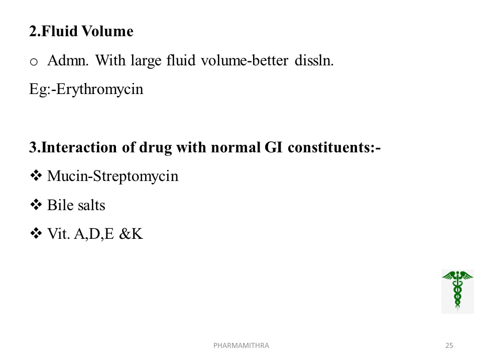GIT contains a number of normal constituents such as mucin, bile salt, vitamins, etc. First one, mucin. Mucin is a protective mucopolysaccharide that is lining the GI mucosa. The mucin may interact with streptomycin and certain quaternary ammonium compounds and may result in retarded absorption.